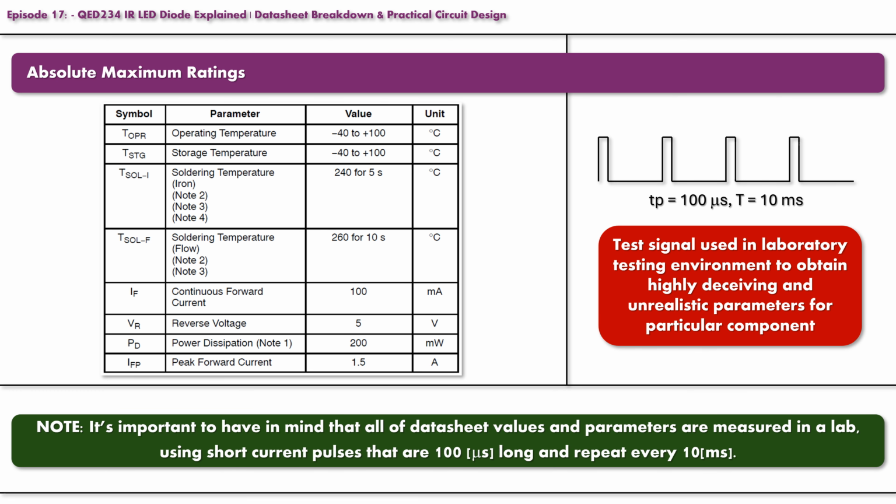Before we move on to the absolute maximum ratings, it is important to keep in mind that many manufacturers obtain parameters for their components under highly idealized test conditions. Instead of using a continuous DC current, they often apply short bursts of pulsed signals with very narrow pulse widths and long intervals between pulses. This approach minimizes self-heating and can result in parameter values that are significantly higher than what can be achieved under continuous, real-world operating conditions. Such test conditions are rarely encountered in practical applications of these components.